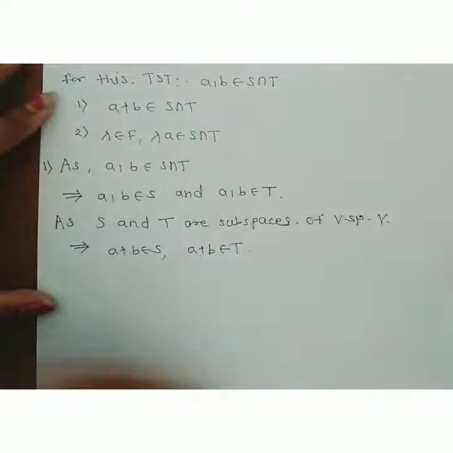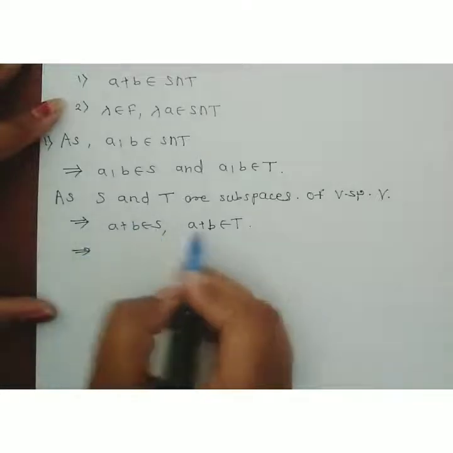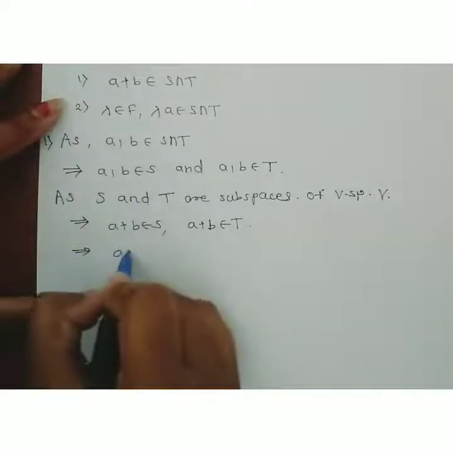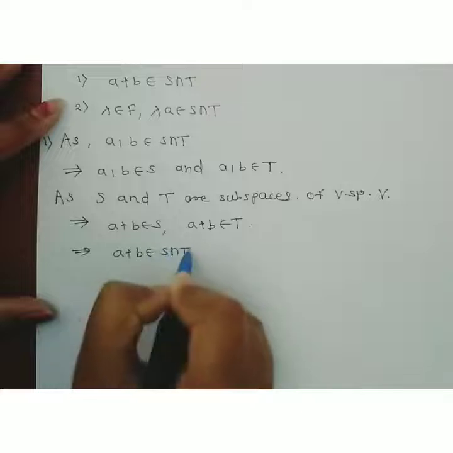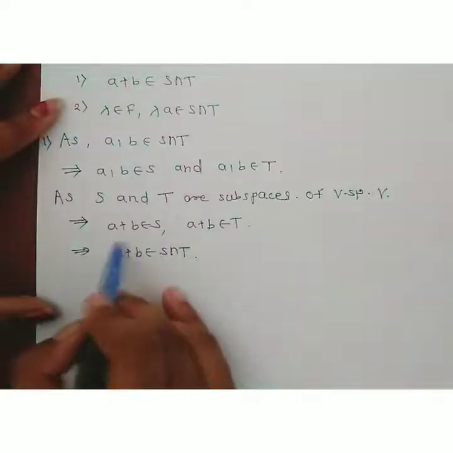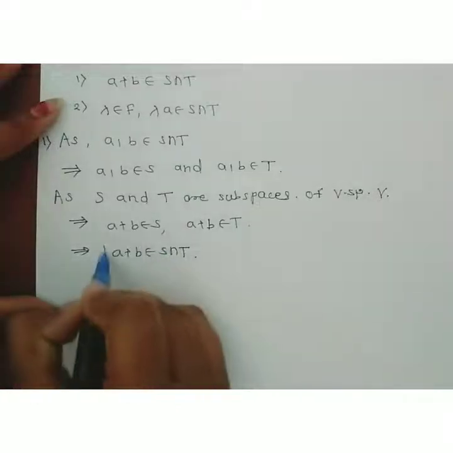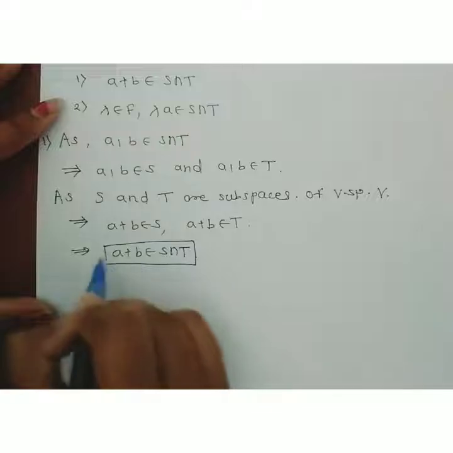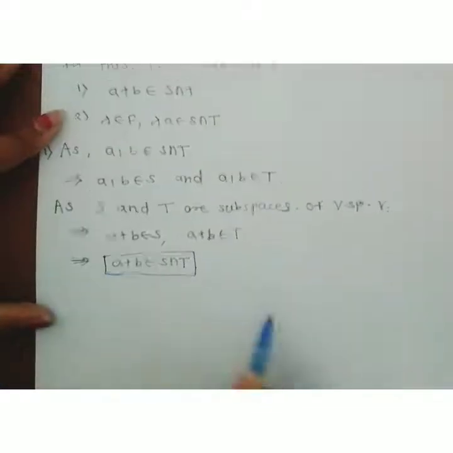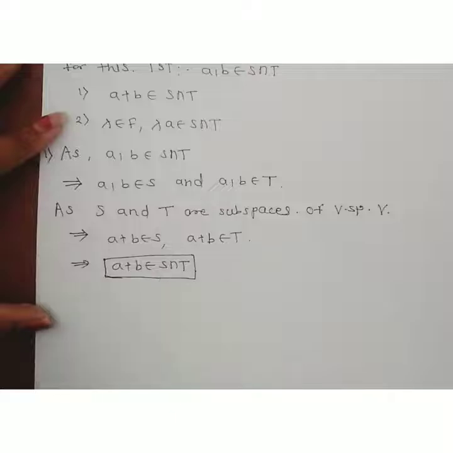This is the first property. As a plus b belongs to S and a plus b belongs to T, this implies that a plus b belongs to S intersection T, as it is common to both. Thus, the first property is satisfied by S intersection T. So for any a, b belonging to S intersection T, a plus b belongs to S intersection T.